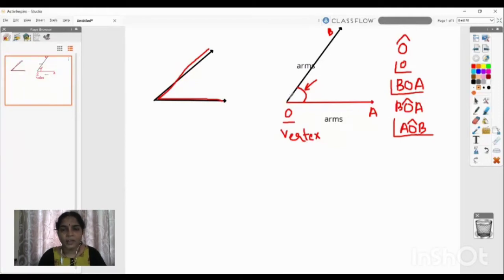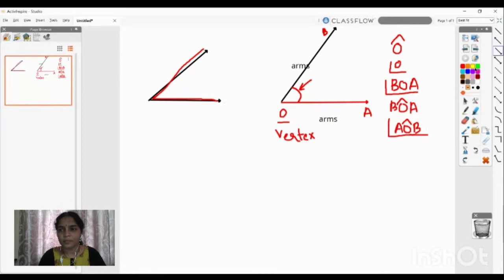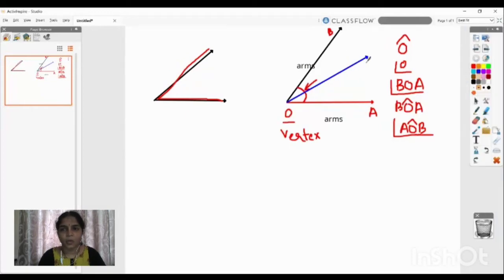Now, if I have an angle, and let's say one more angle is formed in between, using another ray. Let's name this ray OC. Now, can I tell just angle O? No, it will become ambiguous because at O itself, there may be various different angles formed. So when you just say angle O, it will be confusing. We are not supposed to say that. In this case, we have to use the arms to mention what is the angle we are referring to.